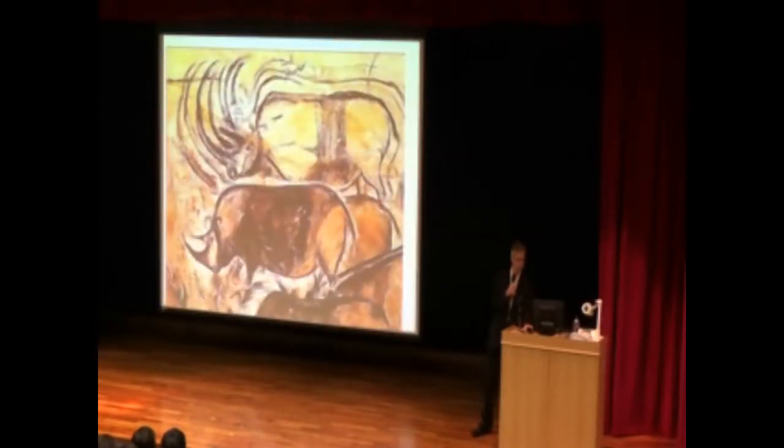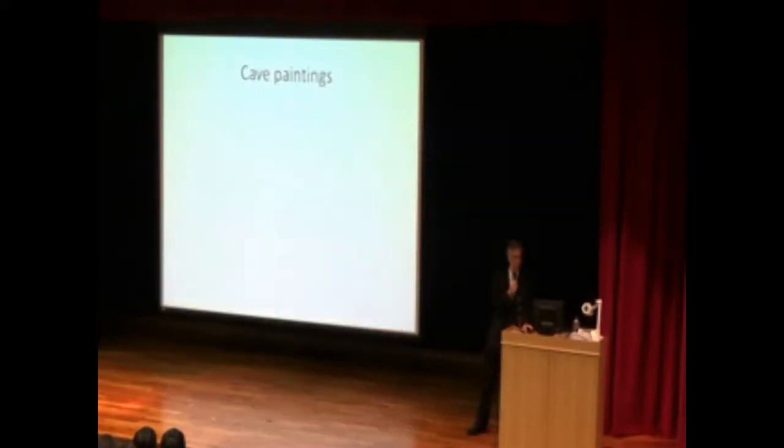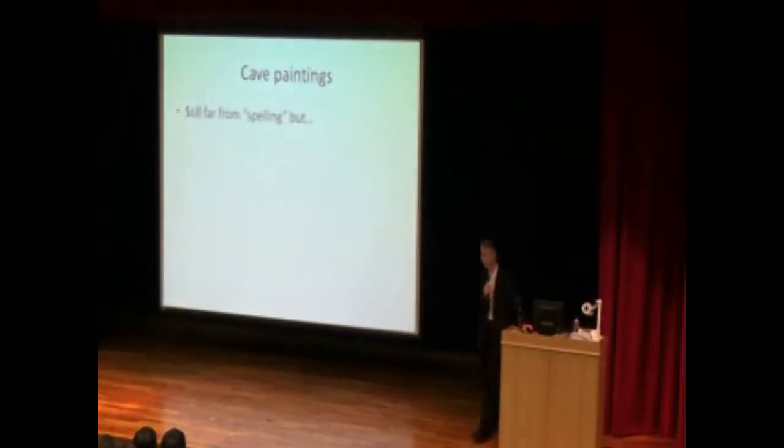So some of these, here's another one, and you can see it's very sophisticated because you see some sort of representation. Okay, so we're getting closer and closer to spelling. We'll call this transition three. So these cave paintings are still far away from spelling, right?